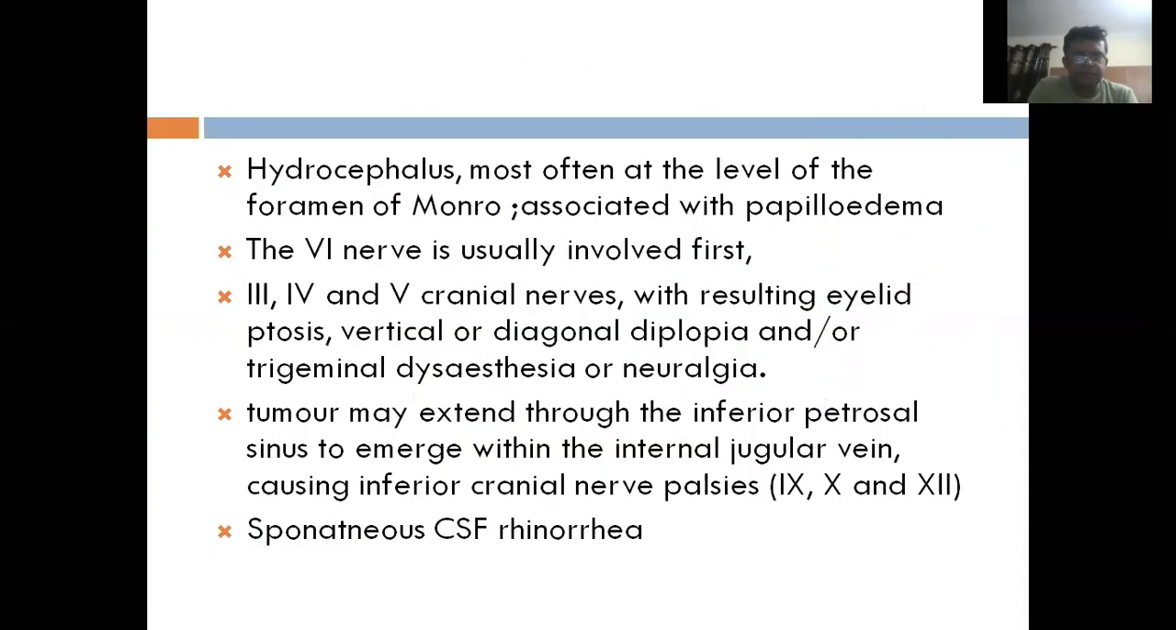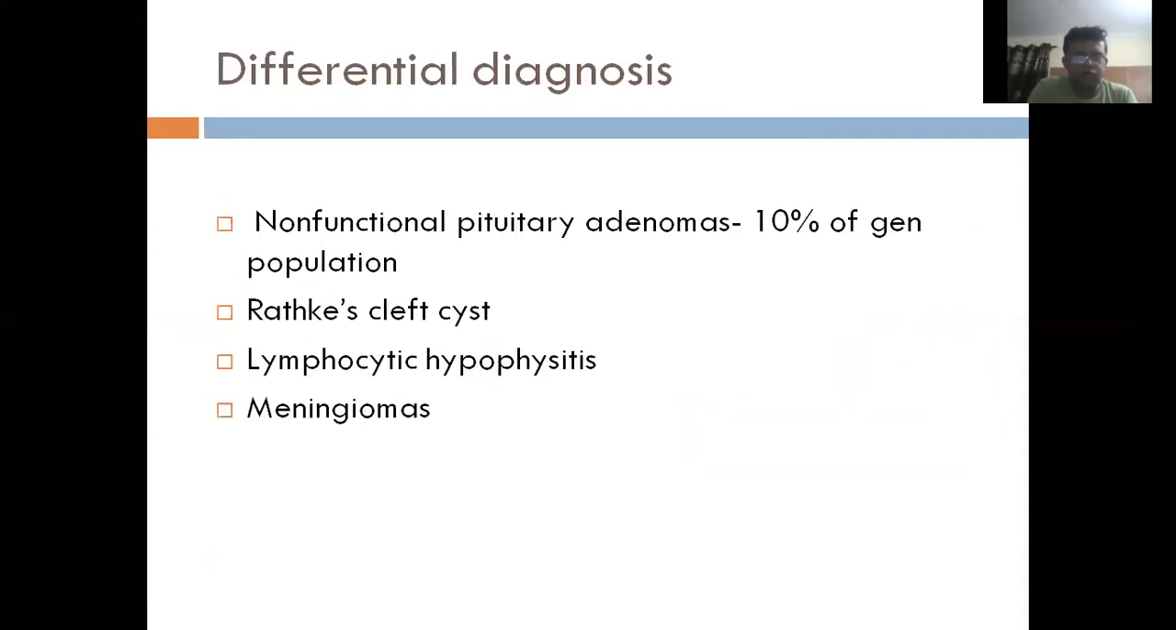I will skip these, they are not useful for us. Differential diagnoses are very important. I probably didn't talk about this earlier. After you've done the prolactin level, you must be doubly sure that the patient has hyperprolactinemia before you order an MRI.